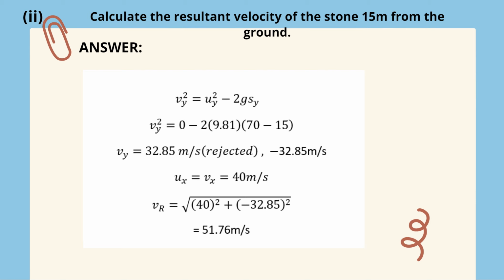And question 2 wants us to find the resultant velocity of the stone at 15 m from the ground. We can find it using Vy² = Uy² + 2as. Here we should note that the displacement is negative because the reference point is above, so we get minus 70 minus 15 to get minus 55. At last, we get Vy, and the Vx component is the same as Ux, which is 40 m/s. Lastly, we use the Pythagorean theorem to get the resultant velocity of the stone at 15 m from the ground.